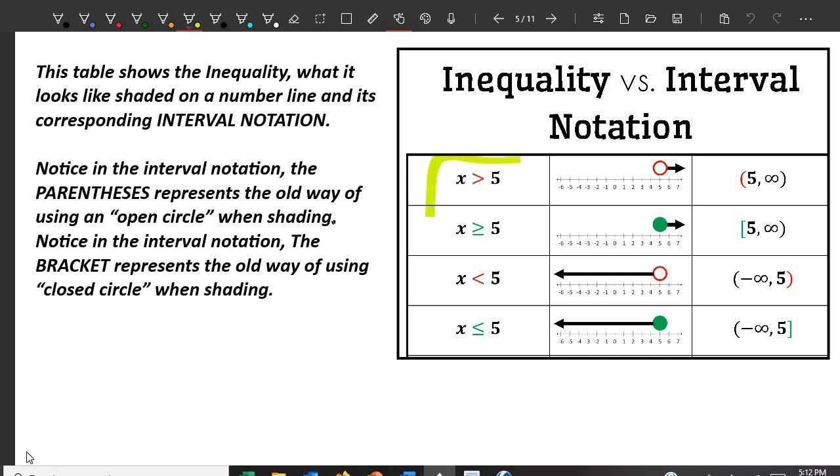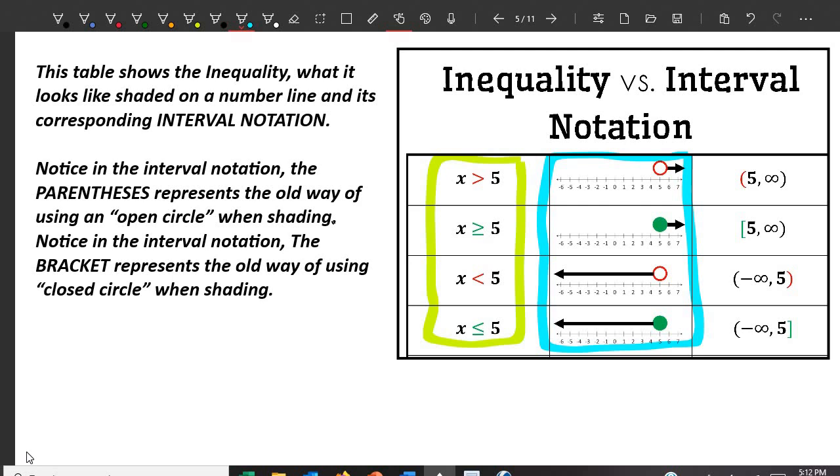Here are the inequalities. Here is the shaded part. And then here is your answer in interval notation. Now notice the open circle, let me see if I can highlight that. The open circle and the greater than symbol and the parentheses all go together. The greater than or equal to goes with the closed circle, which means it goes with the bracket. Less than symbol goes with the open circle, which goes with the parentheses. Less than or equal to goes with the closed circle, goes with the bracket.